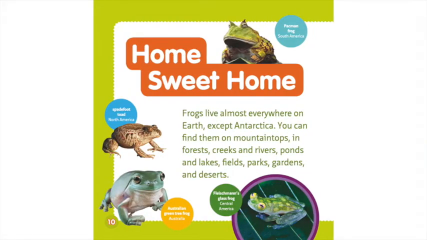Home sweet home. Frogs live almost everywhere on Earth, except Antarctica, which is where it's really cold and icy and snowy. You can find them on mountaintops, in forests, creeks and rivers, ponds and lakes, fields, parks, gardens, and deserts.